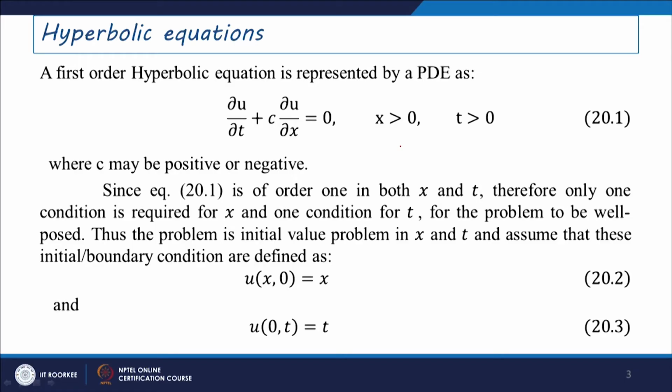If you go for this hyperbolic equation of first order, especially these equations are written in the form of del u by del t plus c del u by del x equals 0. And for well-posedness of this problem, two conditions are required: one initial condition and one boundary condition.